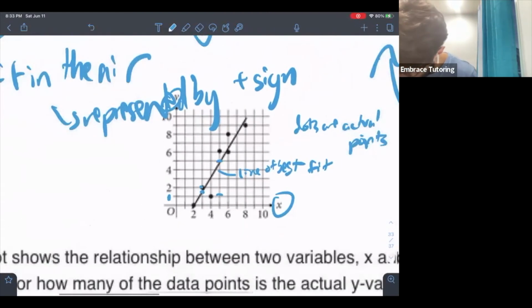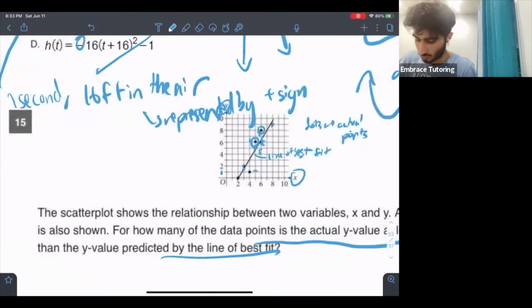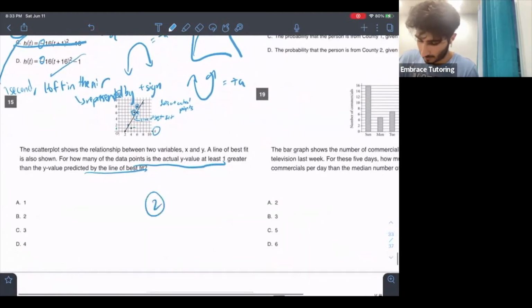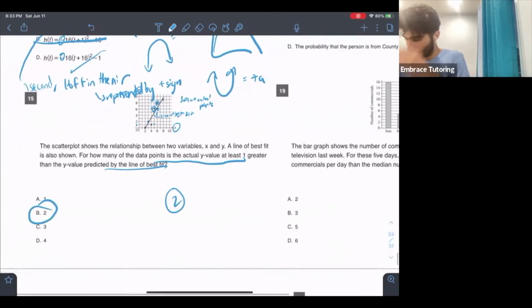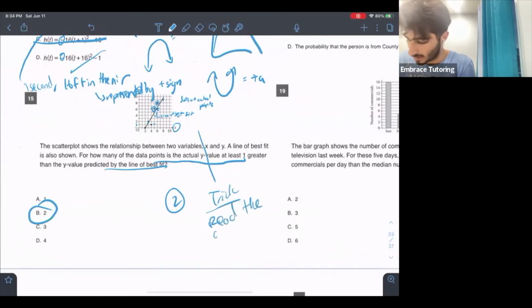This is at 5, and this is at 6. So this counts as 1. This is below, does not count. This is above 1, so this counts, and this is below. So it'd be 2 points, which is choice B. For this type of question, the trick is to read the question carefully.